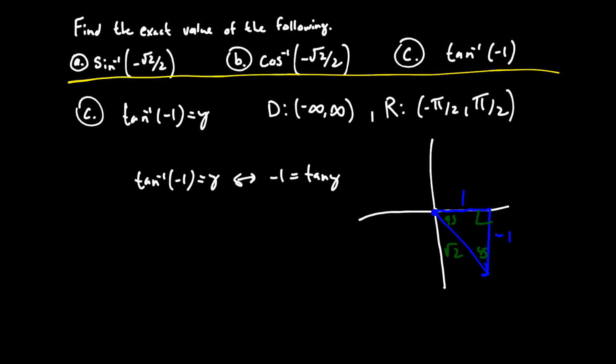Since this angle here that starts at the x-axis and lies on the hypotenuse of our triangle is moving in the clockwise direction, we're going to get this angle here as a negative 45 degree angle. So y in this case is equal to negative 45 degrees, which is the same thing as negative pi divided by 4.